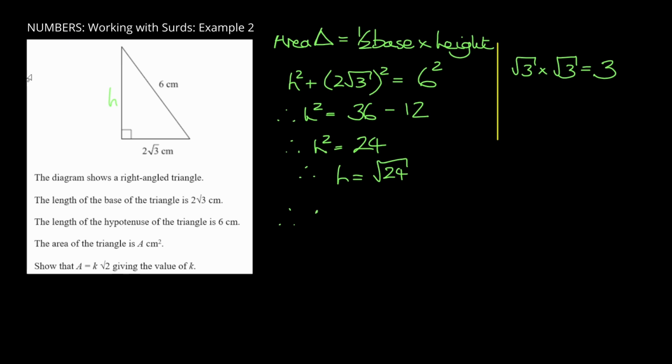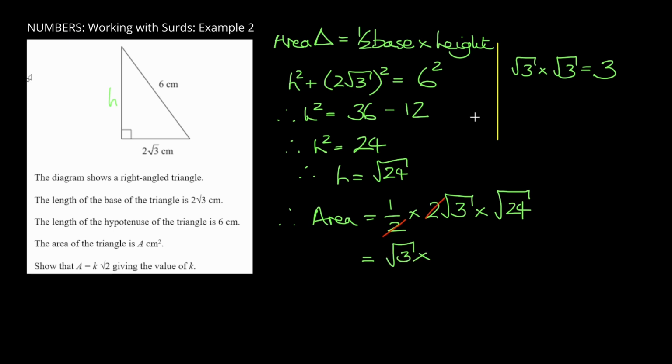So now I can say that the area is a half the base, which is 2 root 3, multiplied by the height, which is root 24. Straight away, I hope you can see that the 2's will cancel. 3 is a prime number, so root 3 can't be factorised nicely, so we just get root 3.